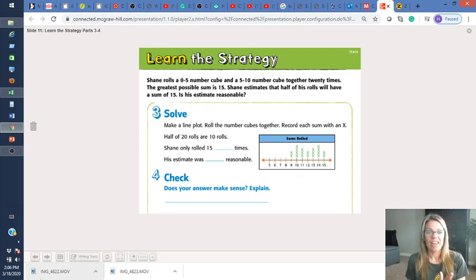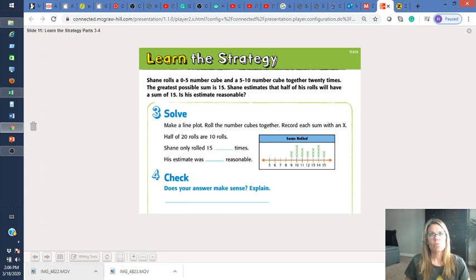Okay, so let's look at this line plot. So obviously we're not going to actually roll the cubes. They rolled the cubes for us and then put them all in the line plot. Really simplified it for us. So we can see he rolled 9. So he rolled 2 numbers that added to 9 2 times, 10 4 times, 11 3 times, 12 2 times, 13 3 times, 14 4 times, and 15 2 times.